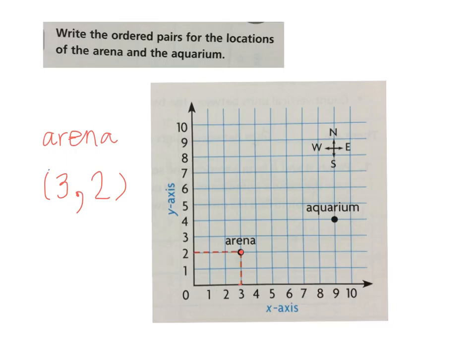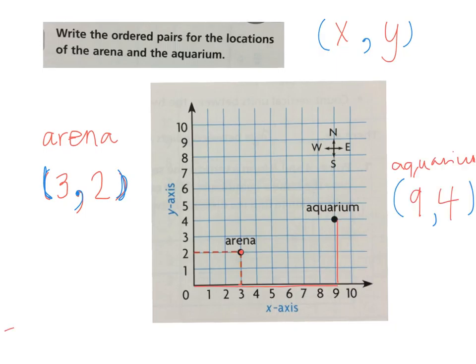Okay, once again, I'm going to write these. We always need parentheses, and we always need the comma. Now, go ahead and write in the coordinates for the ordered pair for the aquarium. So I heard many of you telling your partners that the way you know that the ordered pair of the aquarium is 9, 4 is because you had to move 9 spaces over on the X-axis and then 4 spaces up the Y-axis to find the aquarium.